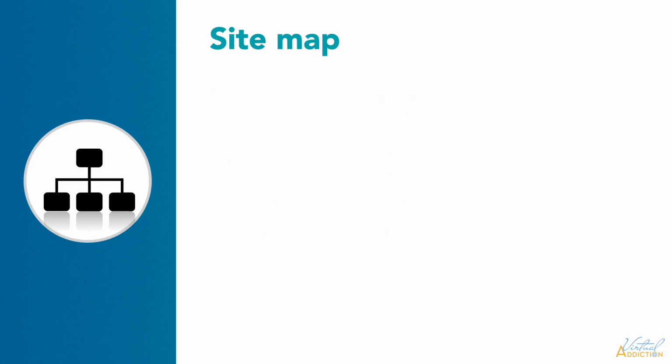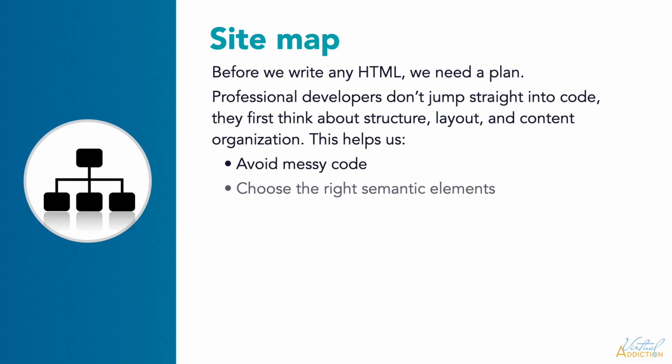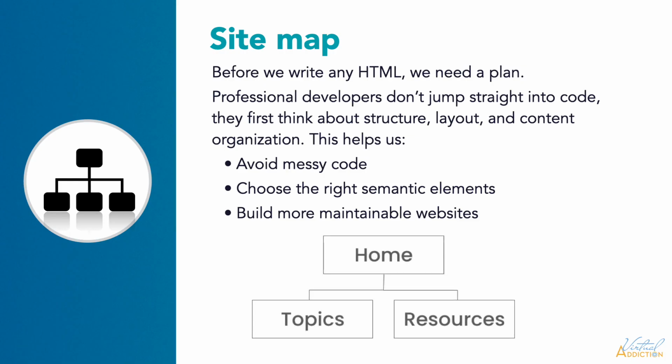So before we write any HTML, we need a plan. Professional developers don't jump straight into code. First, they think about structure, layout, and content organization. This helps us to avoid messy code, choose the right semantic elements, and build more maintainable websites. For this small website project, we're going to be working with 3 pages: a home page, a topics page, and a resources page.